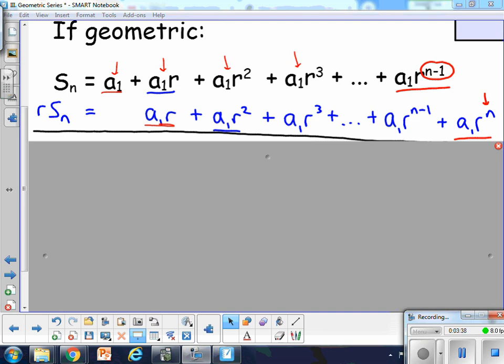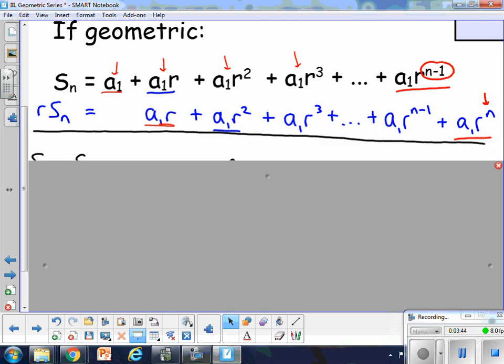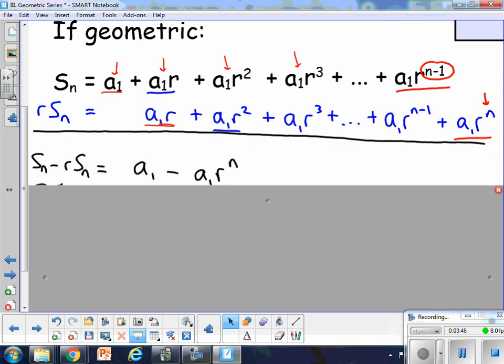Okay, and so the reason this is going to work nicely is if we were to subtract the two equations. Okay? So literally subtracting straight down. Notice what would happen. We would have Sn minus r times Sn on the left side of the equation. But the reason I wrote it this way and lined it up this way is because when we subtract, that cancels that, that cancels that, that cancels that. All this middle stuff cancels.